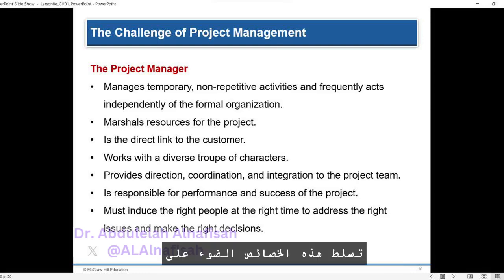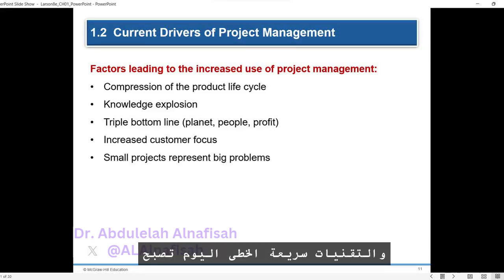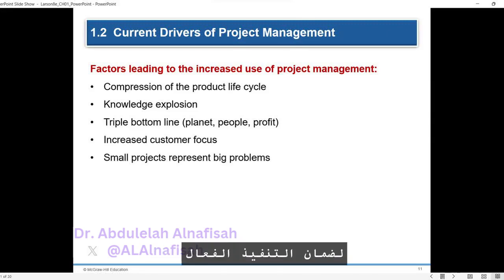These characteristics highlight the unique responsibilities and challenges that project managers face in successfully delivering projects within the defined scope, time, and budget constraints. The increased use of project management can be attributed to several factors. 1. Compression of the product life cycle. In today's fast-paced business environment, products and technologies become obsolete quickly. The need to develop and deliver new products or services within shorter time frames has led to the adoption of project management methodologies to ensure efficient and timely execution.